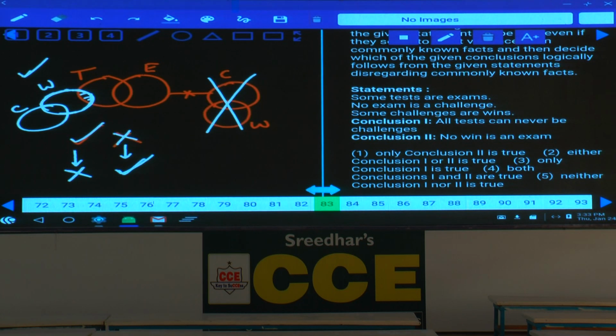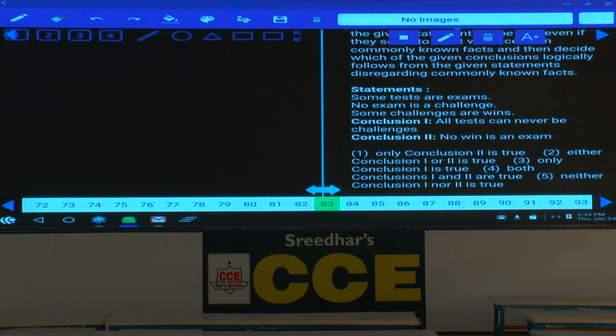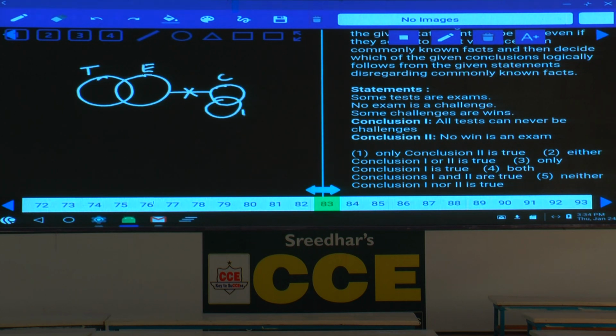Then question number 83. Now question number 83, some tests are exams. Some of the tests are exams can be written like this. Some tests are exams. No exam is a challenge, and some challenges are wins. No exam is a challenge can be written like this, and some of the challenges are wins can be written like this, basic diagram. And first one, can never be, is nothing but a possible conclusion. And second one, no win is an exam. As no win is an exam is true, now the second one is a definite conclusion, it is true.